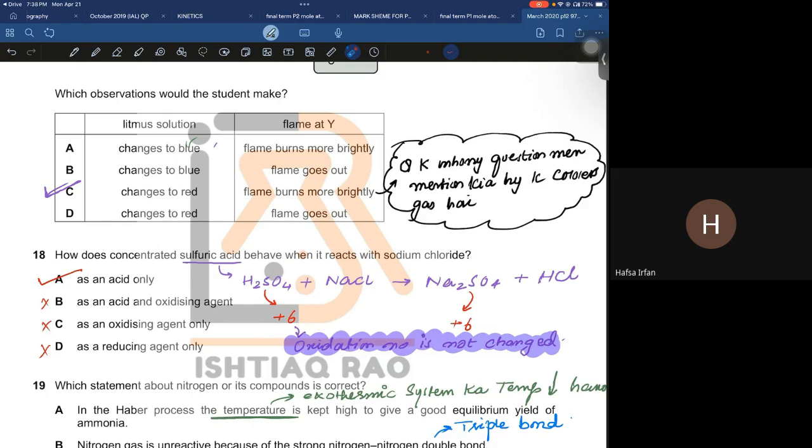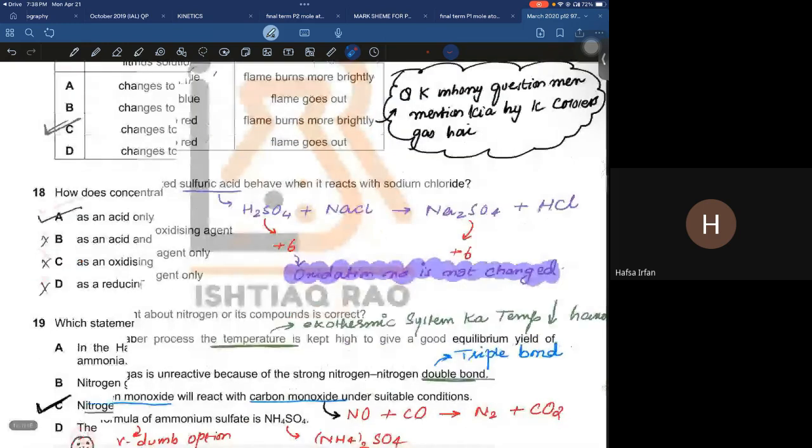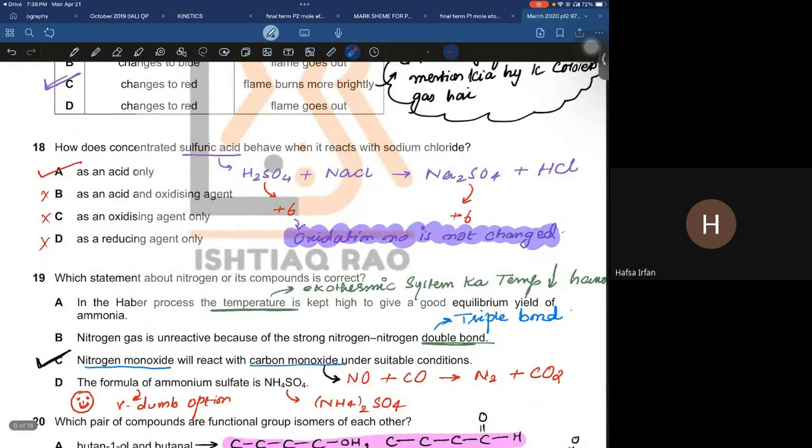Simple. Because the oxidation number is not changed, of course. If you find the oxidation number of sulfur in H2SO4, you would see that it is +6. And in sodium sulfate, again the oxidation number is +6. It's not going to change, so I can't say that this is a redox reaction. And if there is no redox reaction, how can I say that it's an oxidizing agent? That's why I'm saying it acts as an acid only. Okay, simple.